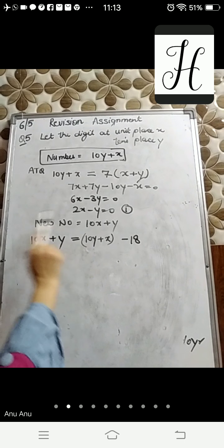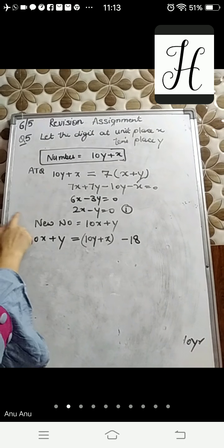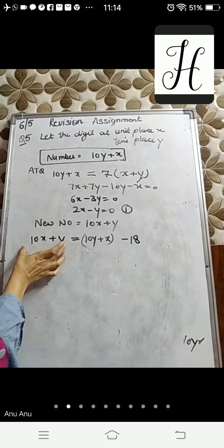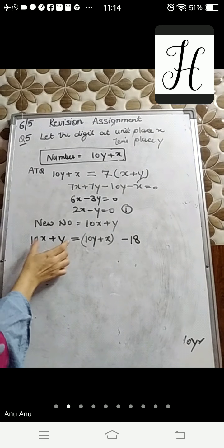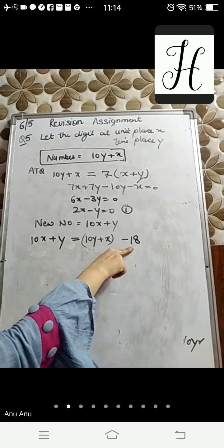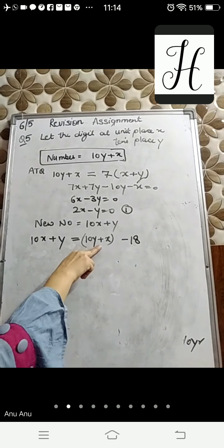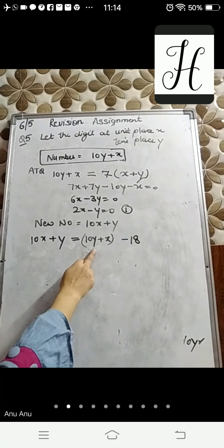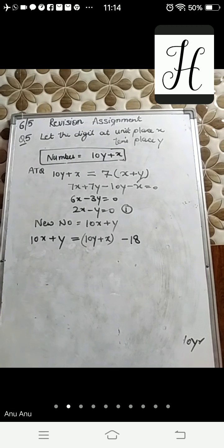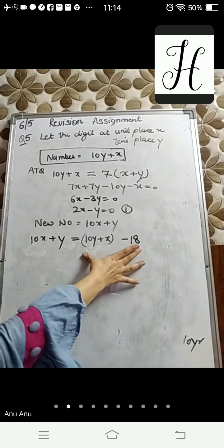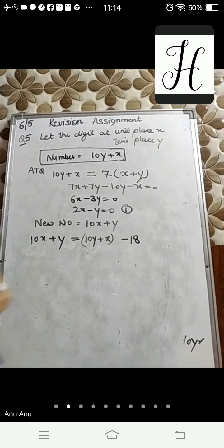New number I have formed by reversing. You can write here, after reversing, new number is this. Now the statement is the number formed by reversing the digit is equal to 18 less than, 18 less than means 18 छोटा है, the given number. So ये इससे 18 less है. Now solve it again. As you can see that this is 10x, this is x. So obviously this is greater. So you will shift each term of right hand side to the left.